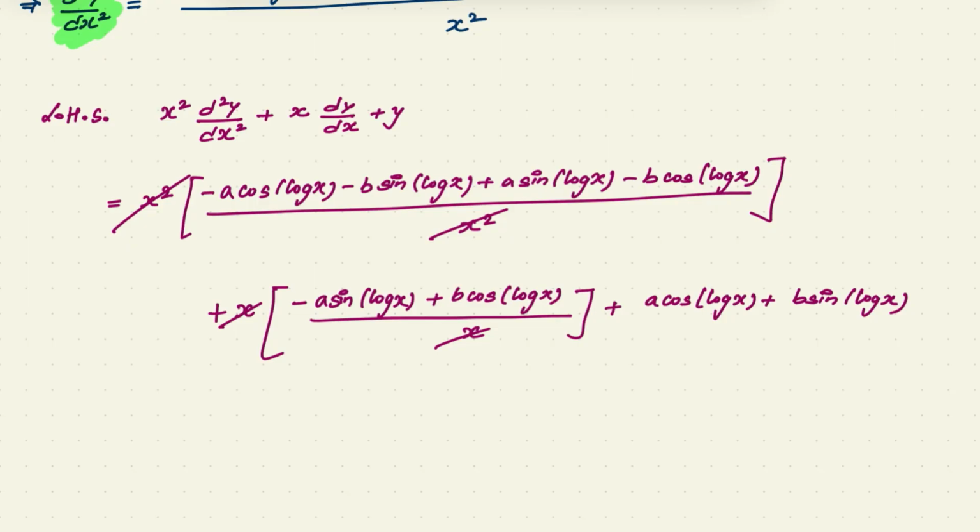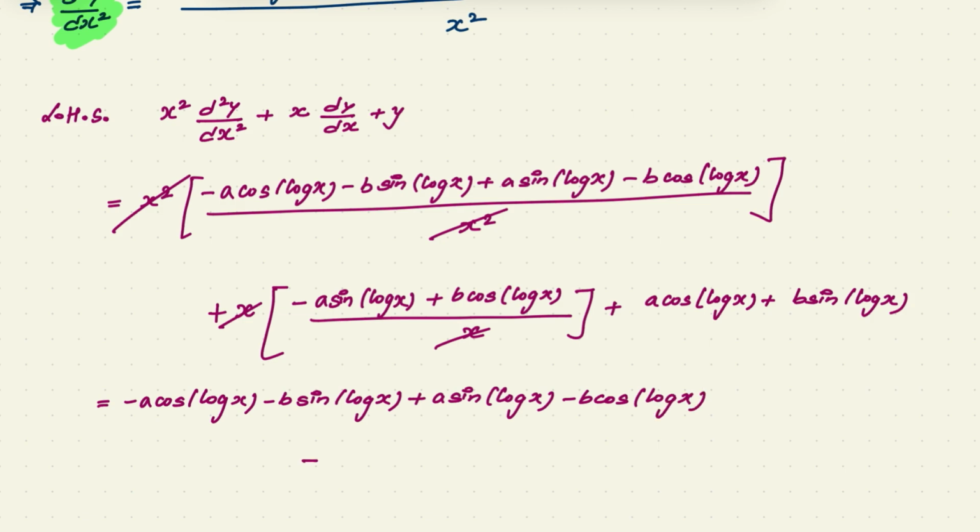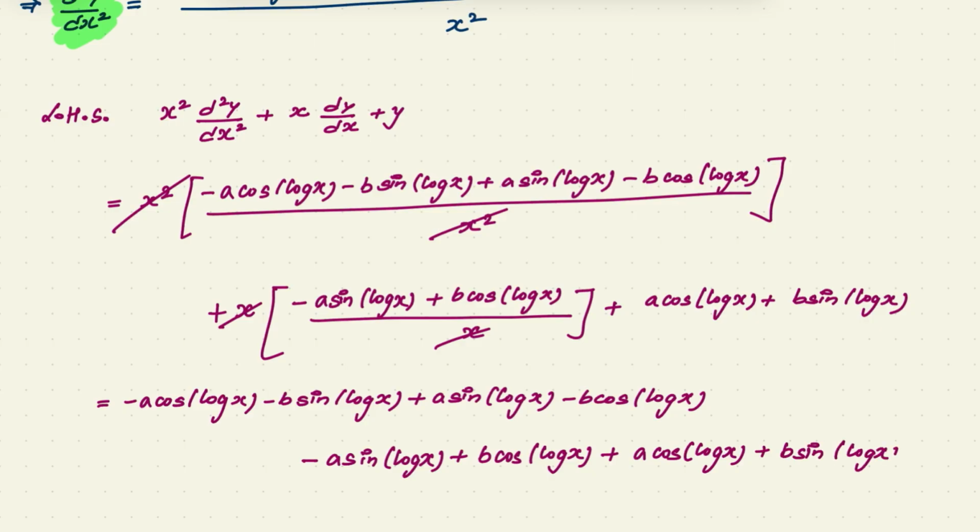So let us write everything in a single line, that is minus a cos of log of x minus b sine of log of x plus a sine of log of x minus b cos log of x minus a sine log of x plus b cos log of x plus a cos of log of x plus b sine log of x.